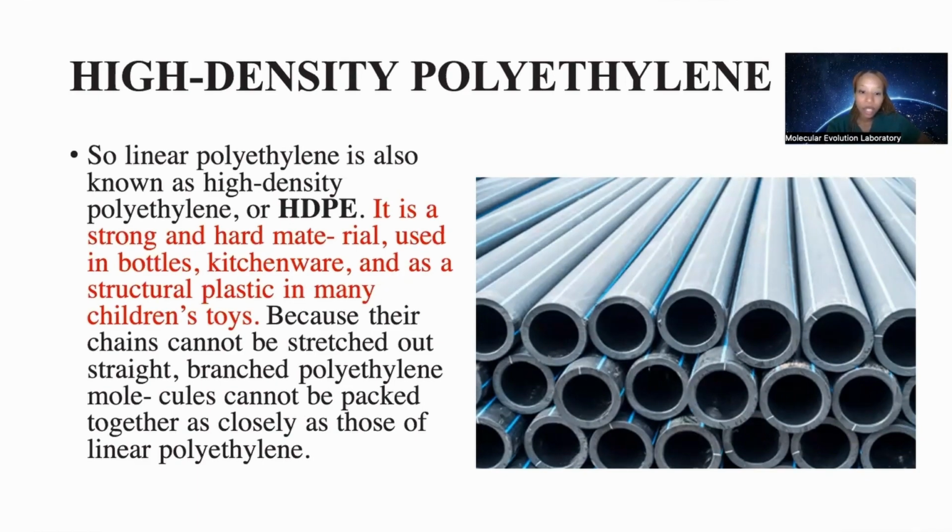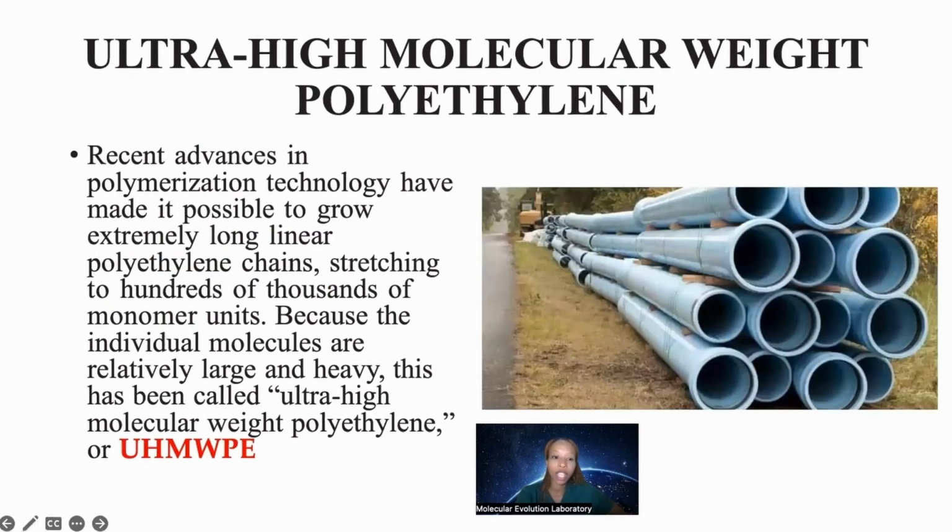Because their chains cannot be stretched out straight, branched polyethylene molecules cannot be packed together as closely as those of linear polyethylene. Polymerization technology has made it possible to grow extremely long linear polyethylene chains stretching to hundreds of thousands of monomer units. Because the individual molecules are relatively large and heavy, this is called ultra-high molecular weight polyethylene, or UHMWPE. And here we have an example of ultra high molecular weight polyethylene.